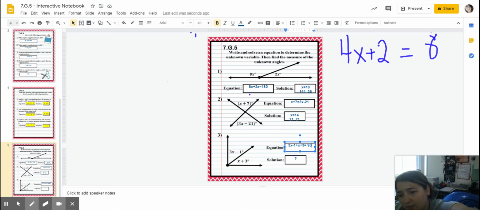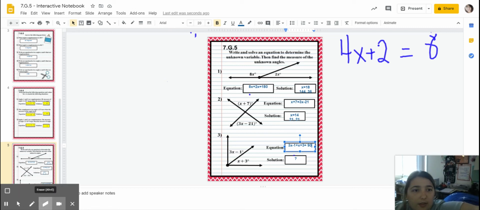Come on, eraser. You can do it. Eraser. What happened to the eraser?